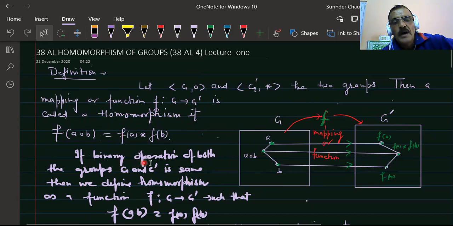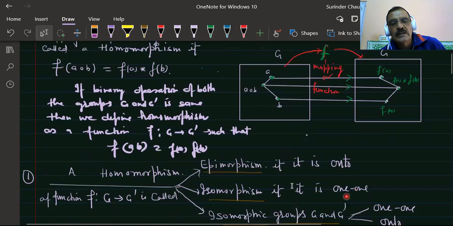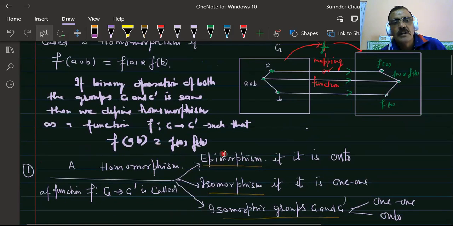If the binary operation of both the groups G and G dash is the same, then we define homomorphism as a function f from G to G dash such that f of ab is equal to f of a times f of b. This is what we have learned about what a homomorphism is.